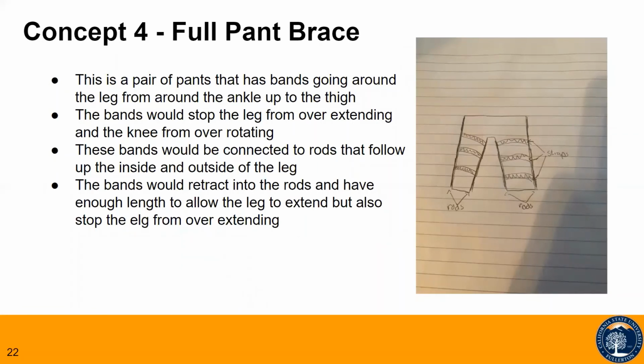For concept 4, the idea is to have rods going up the outside and inside of your thighs, and then straps going along your leg. These bands would stop the leg from overextending and also stop the knee from over-rotating. The bands would be connected to the rods on the inside and the outside, and they would retract into the rods and then come out when the leg is extended. It's kind of like a seatbelt, but for your legs, I guess, because it stops it when it shouldn't be extending too much.